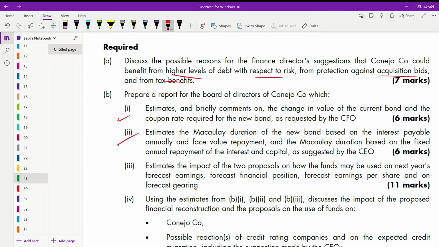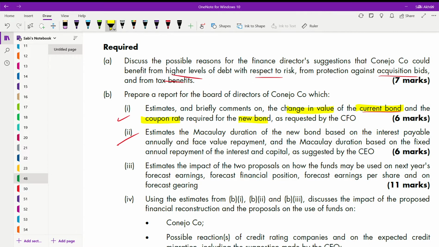Estimate and briefly comment on the change in value of the current bond. This change in the value of the bond is a key area. Let me put a highlighter. And the coupon rate required for the new bond. So first, the change in value of the current bond and the coupon rate for the new bond as requested.